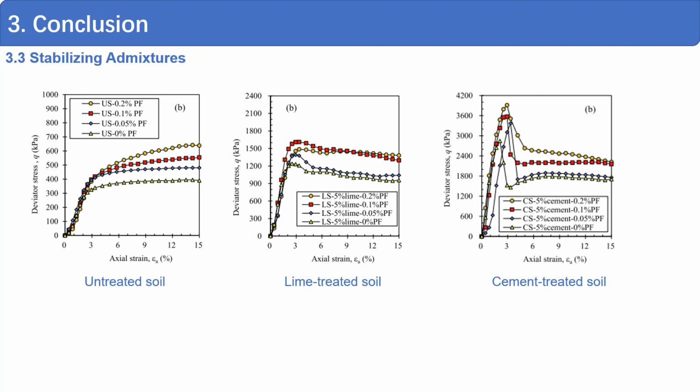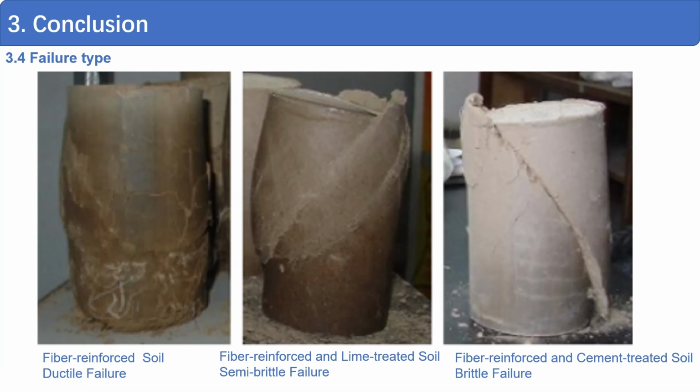The shear strength of soil can be increased by about 5 times by adding fiber. When higher shear strength is required, the soil can be treated with lime, which can reach 10 times, or cement, about 20 times, compared with before adding fiber. The fiber-reinforced plain soil shows ductile failure, while the lime-treated sample shows semi-brittle failure, and the cement-treated sample shows brittle failure.